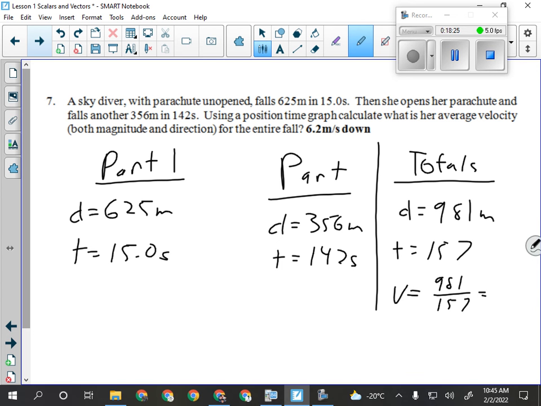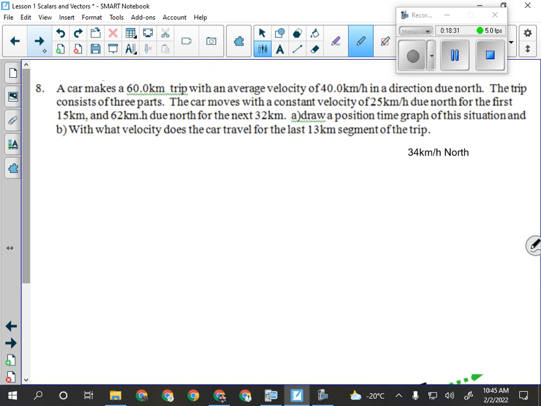Okay. And people have done number 8. Okay, we'll give you a few more minutes on number 8, and then we'll go over that one. The correct answer, by the way, is 34 kilometers per hour north. I think it was on the sheet.